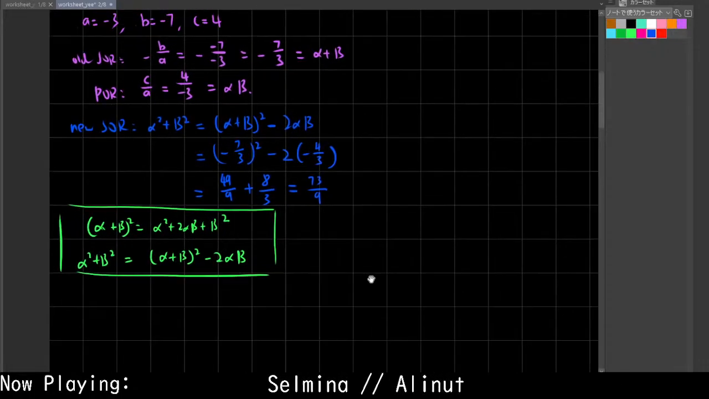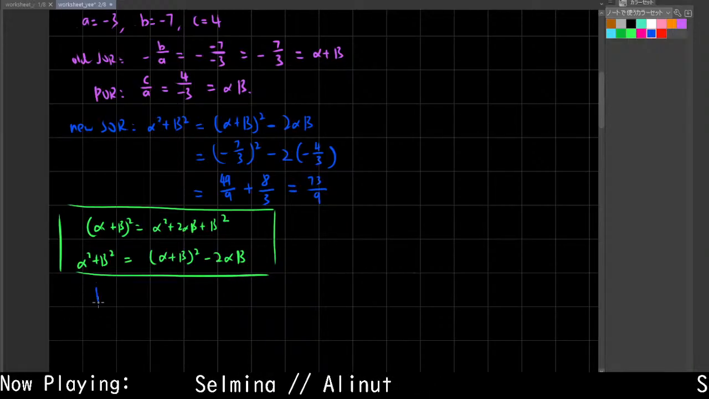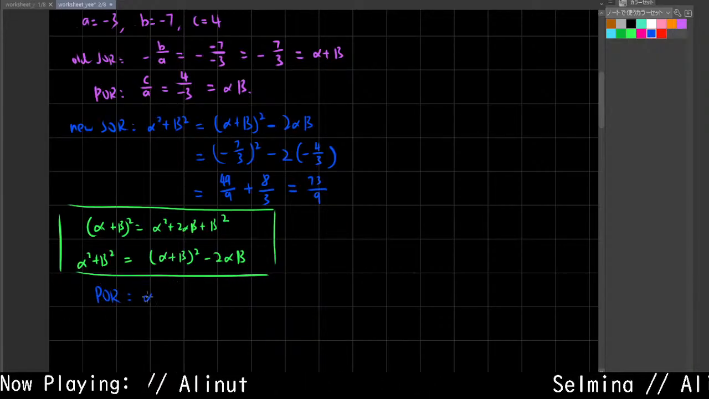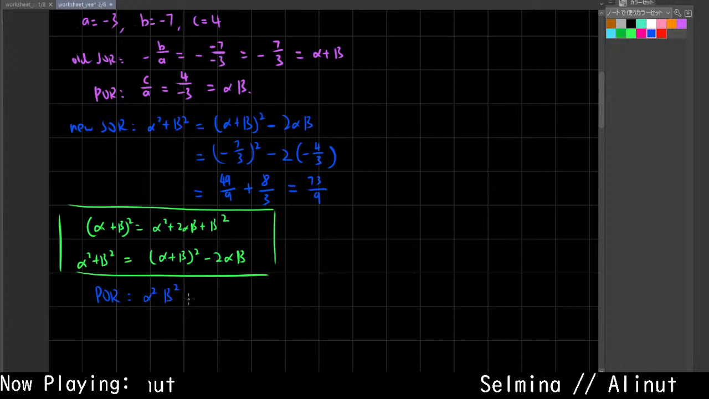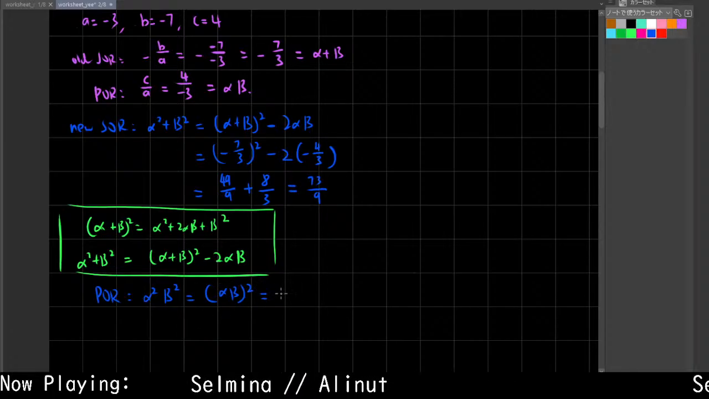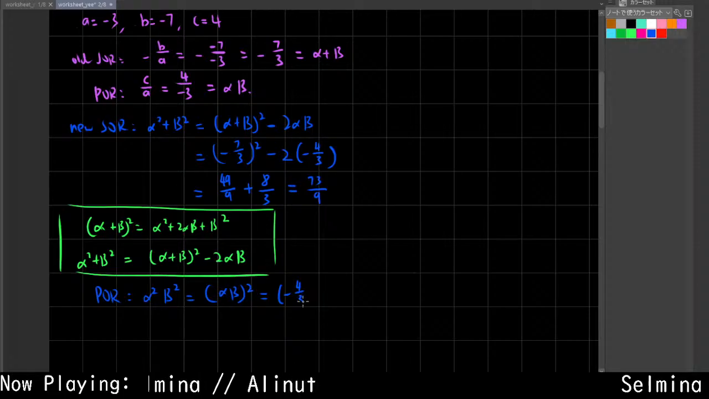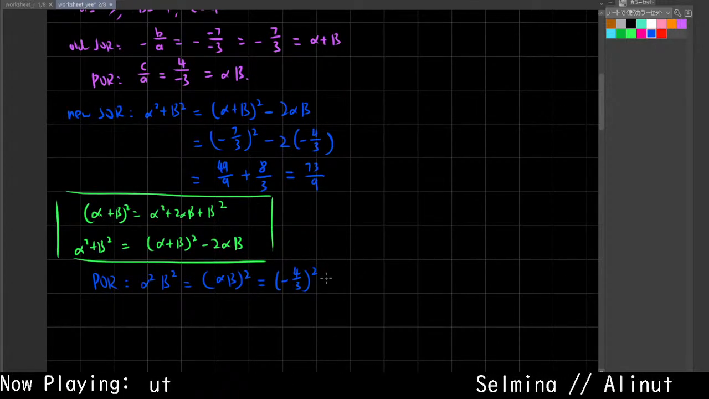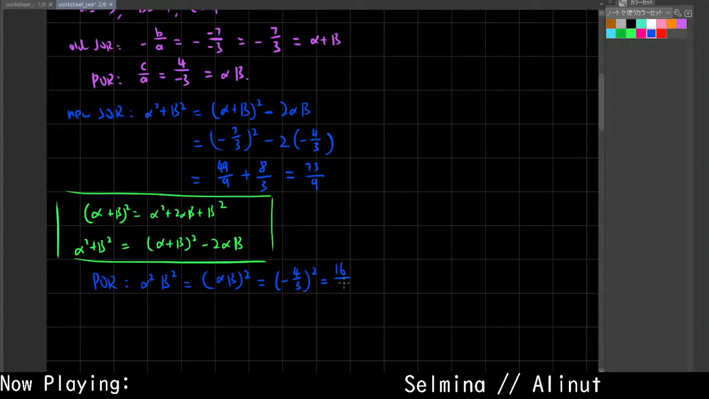So the next is the new POR. It will be equal to alpha squared times beta squared, which is actually just equal to (alpha beta) squared. And then this is equal to -4/3. So (-4/3) squared like this. So you will get it to be 16/9.